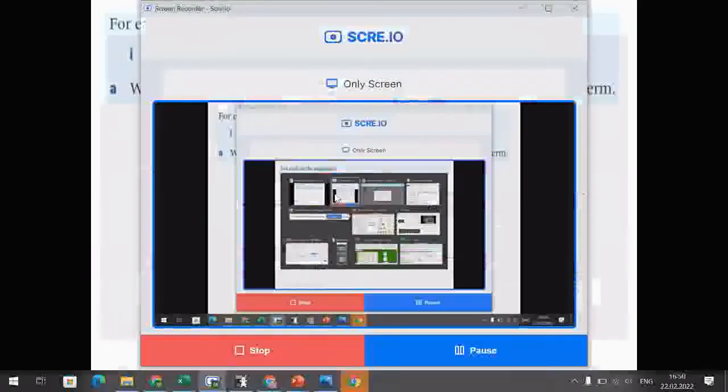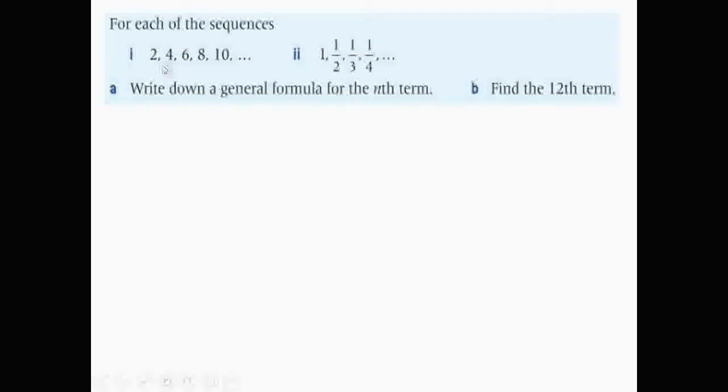Okay, so let's continue here. Look at this one like we did the last one. This is term 1, term 2, term 3, etc. If this is term 1 and it's a 2, and this is term 2 and it's a 4, what would you do to the term number to create each of these numbers? What would the rule be? Well, that rule is 2n.